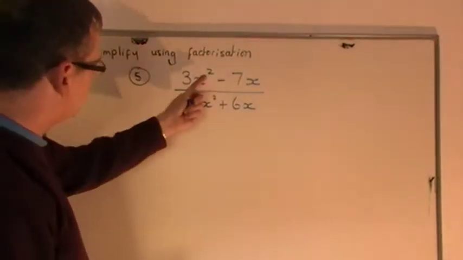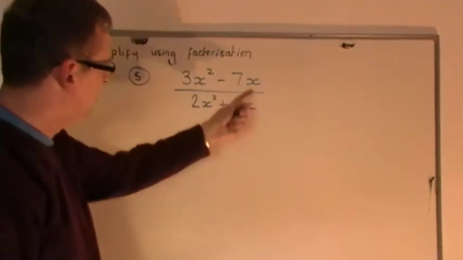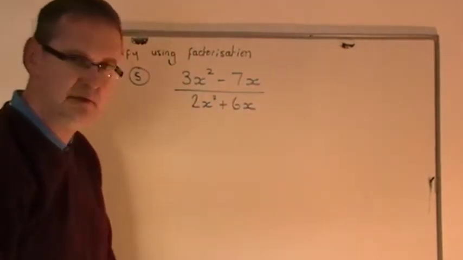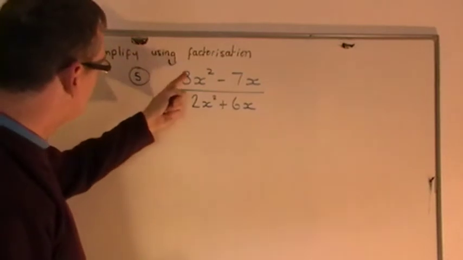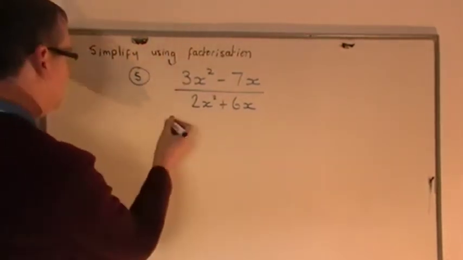You're not allowed to cancel off the x squared, share by x squared, share by x squared. Not allowed to do that. You're not allowed to share by x, share by x. Can't do that. You can't share by 3, share that by 3. Not allowed to do that. So what you're going to do is factorise.